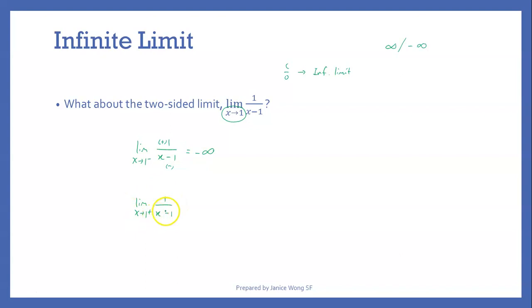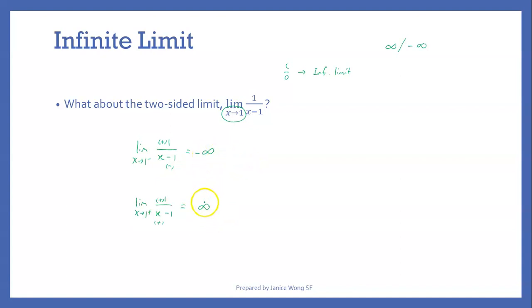Second case, 1 over 0 case. For a one-sided limit, must be infinity or negative infinity. Our job is to check the sign now. 1 positive, take 1.1 as a representative. 1.1 minus 1 is a positive value. Numerator is also positive. So overall, it's positive infinity.